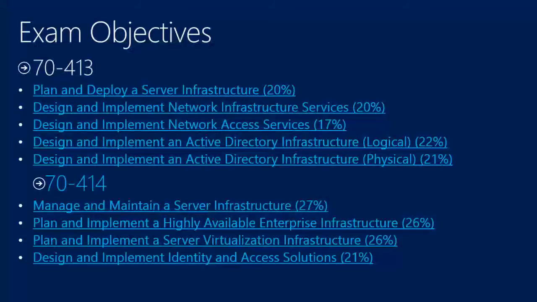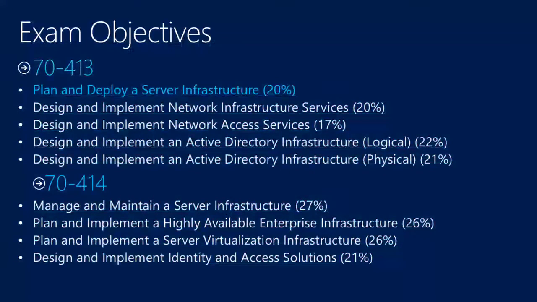So we're going to go through two fairly extensive exams in the time remaining, which is basically 60 minutes. So we're going to try to cruise through this pretty quickly. We're going to start with 70-413, and the first area is planning and deploying a server infrastructure. These are the percentages of the main groupings of material on the exam. So the 70-413 exam has 20% taken from this section.